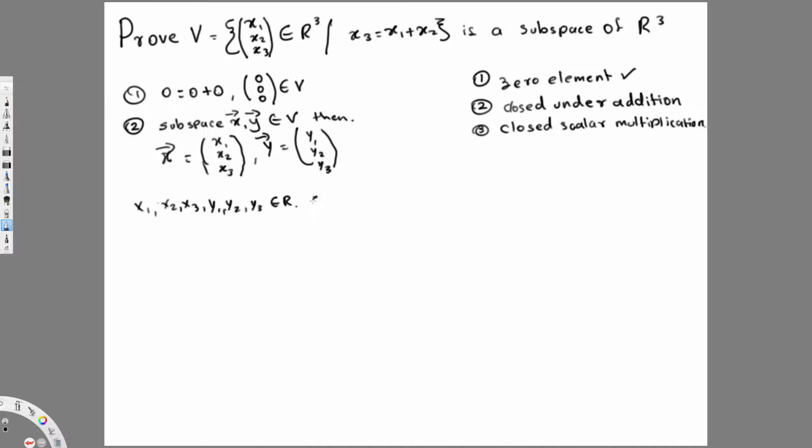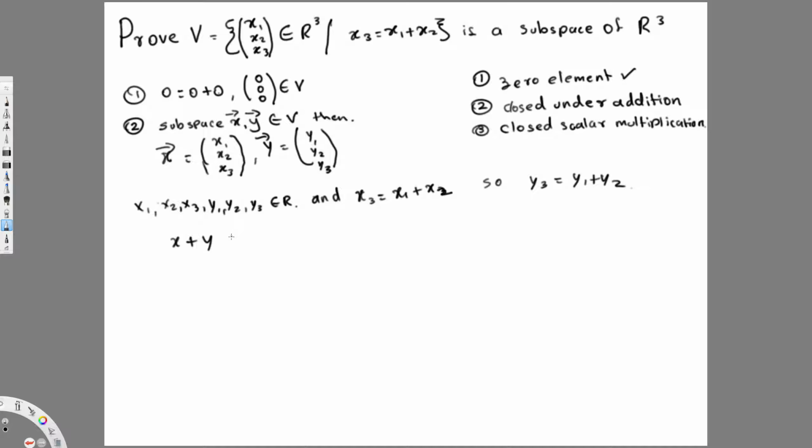Also we have the information x3 is equal to x1 plus x2. What this actually means is that the third number should be the addition of the first two numbers. That's what this is representing. Therefore, from this, for y, the third number should be equal to the addition of y1 and y2. So y3 should be equal to y1 plus y2.